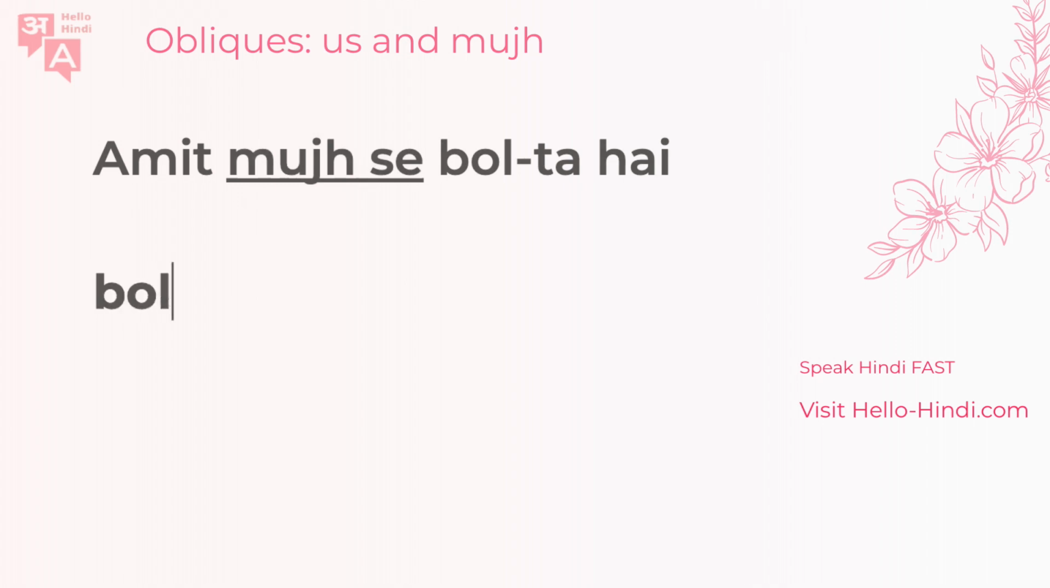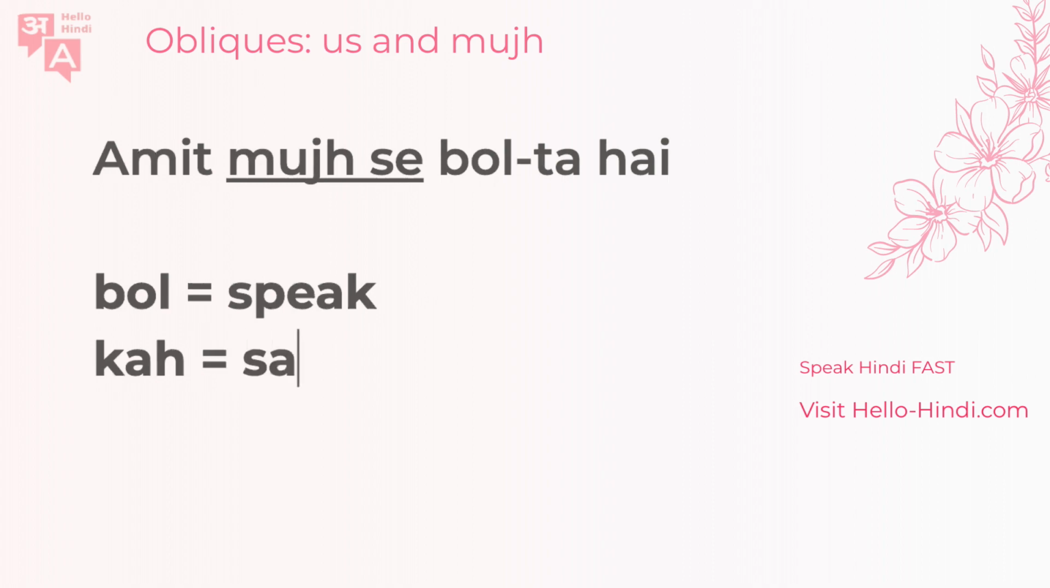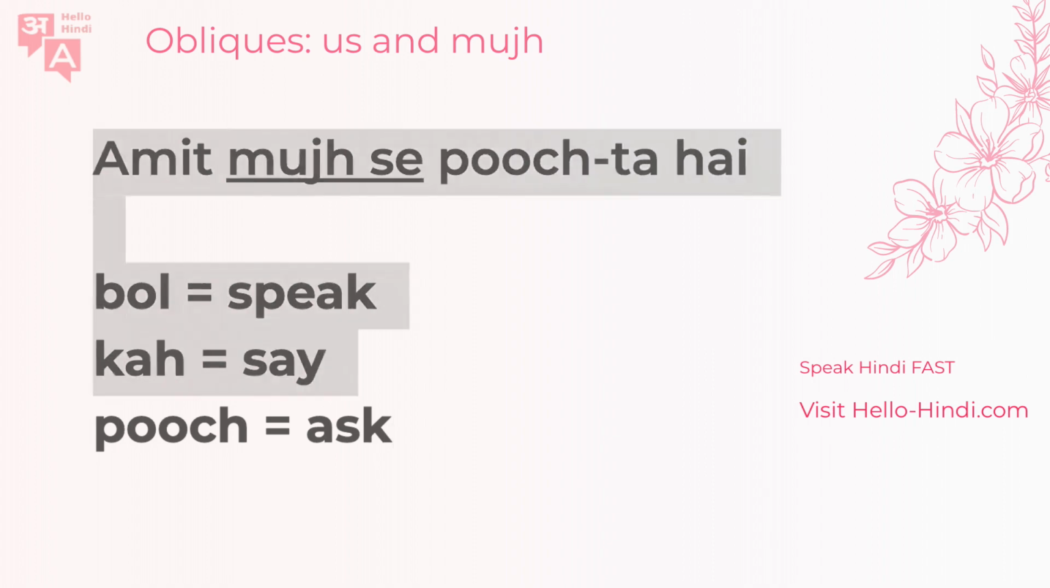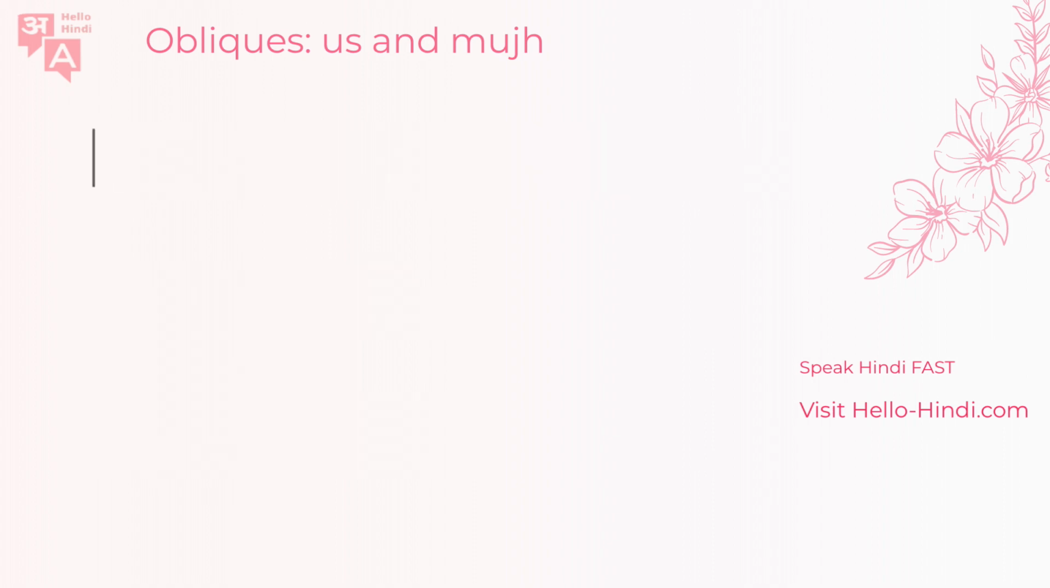Those verbs are bol, which means to speak. Kaha, which is a difficult word for many people. It means to say. Like you said, how are you? You use this word. And then the last one is pooch, which means to ask. So in these places you can say, Amit mujhse bolta hai. You can say, Amit mujhse kehta hai. Amit mujhse पूछता hai. Hopefully I haven't lost you on this. These are only advanced concepts. You can just use ko for now, and that's fine.